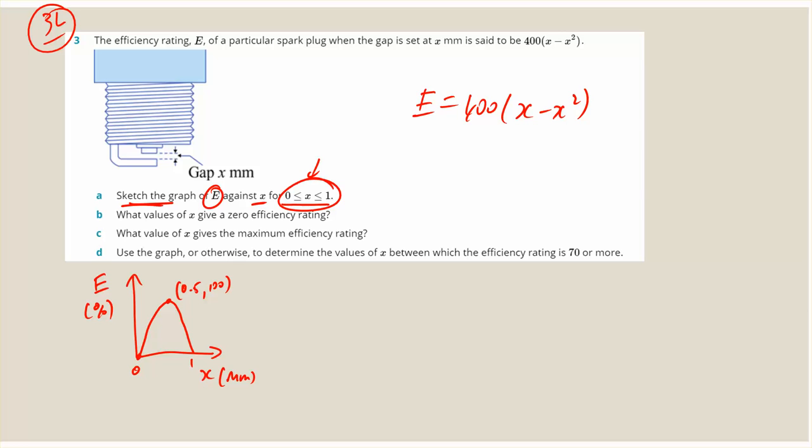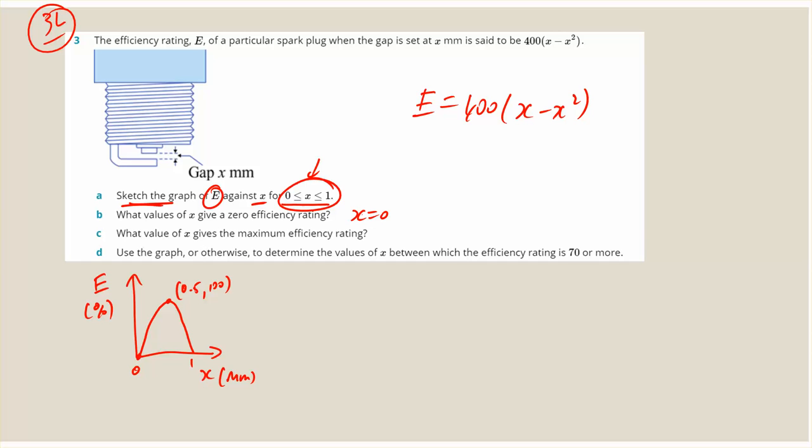Okay, so what value of x gives you a 0 efficiency rating? x happens to equal 0. What value of x gives you the maximum efficiency rating? The maximum happens when the plate distance is 0.5 millimeters. I should put in units.